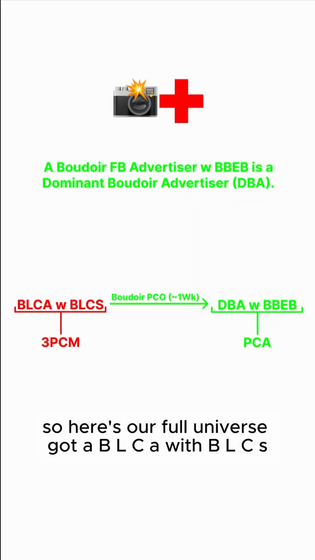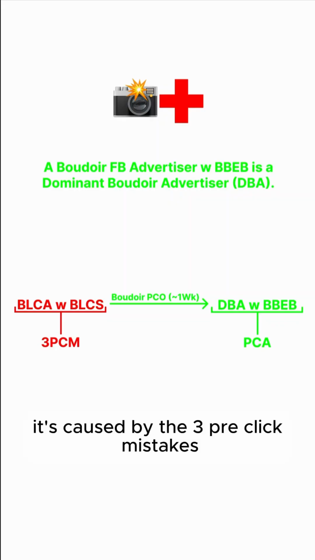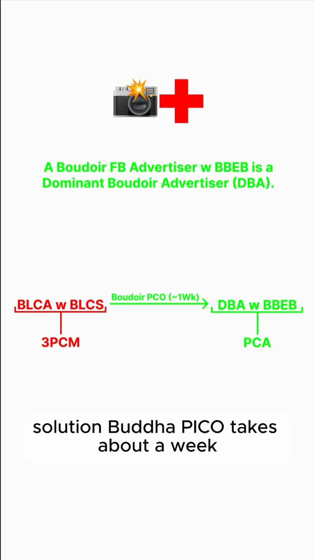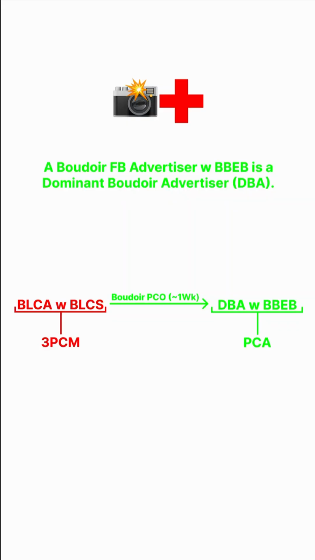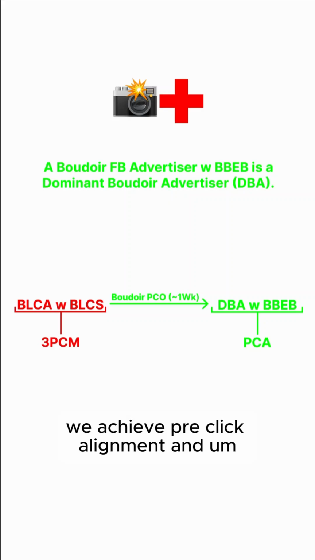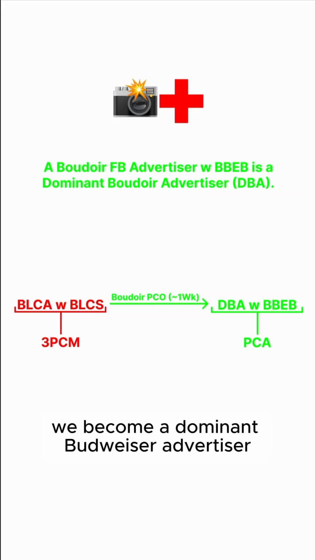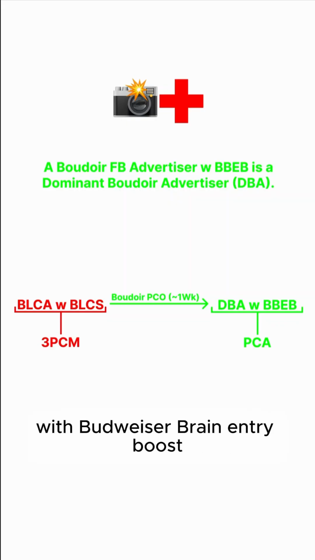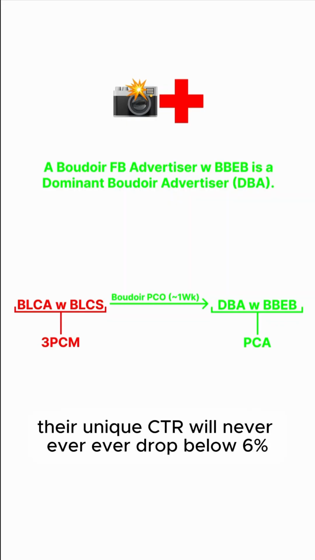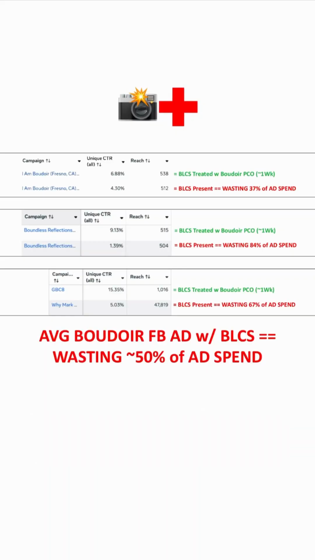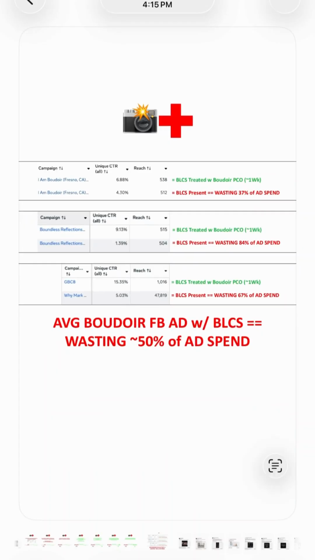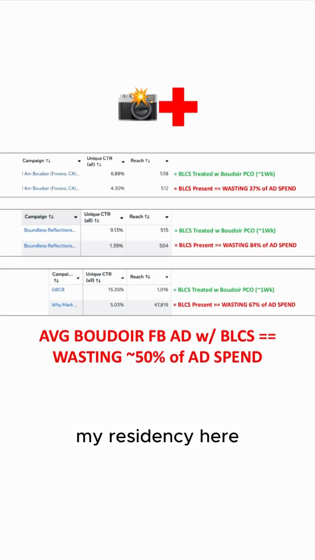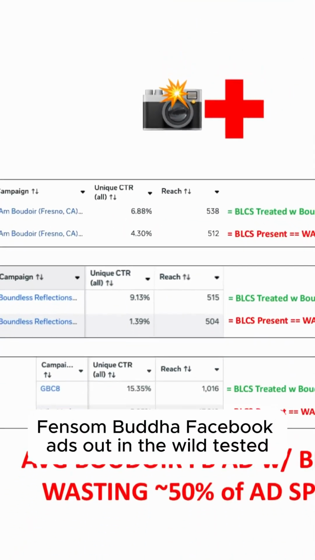So here's our full universe. Got a BLCA with BLCS. It's caused by the 3 pre-click mistakes. Solution, Boudoir Pico takes about a week. We achieve pre-click alignment, and we become a dominant Boudoir advertiser with Boudoir brain entry boost. And those Boudoir Facebook ads, their unique CTR will never, ever, ever drop below 6%. So now, my residency here.